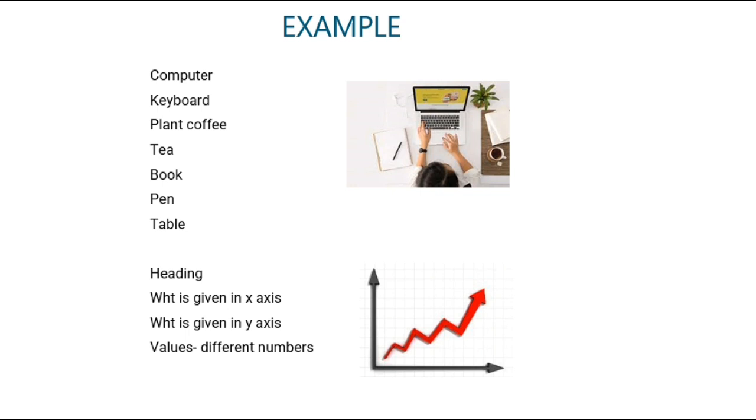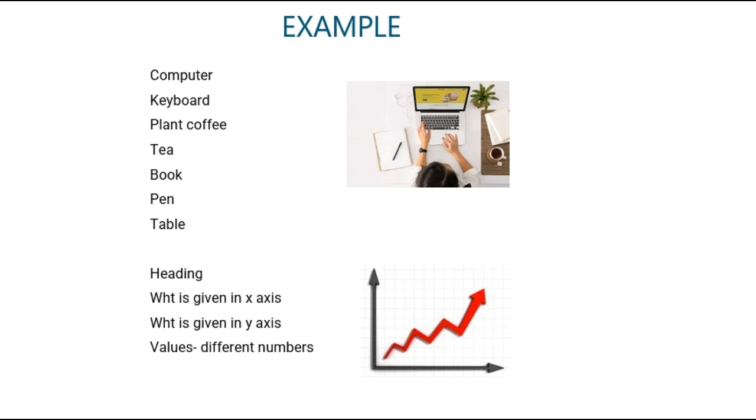Images in which keywords are not mentioned. So we have to write all the keywords in the notepad. Example, in this image the keywords will be computer, keyboard, plant, coffee, tea, book, and so on. After you have written the keywords in the notepad, you have to mark in the notepad which keyword you'll be telling in the introduction and which keyword you'll be telling in the paragraph so that you don't have any confusion while you're telling the answer.